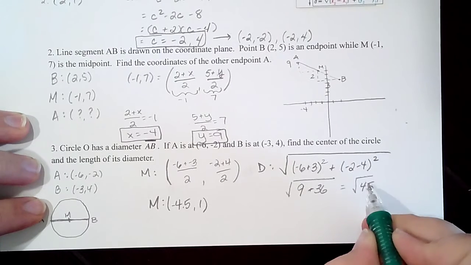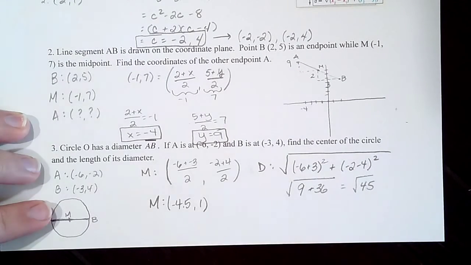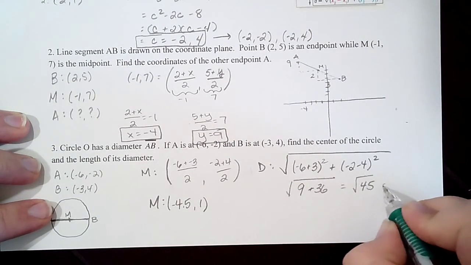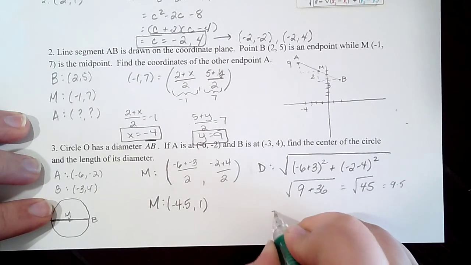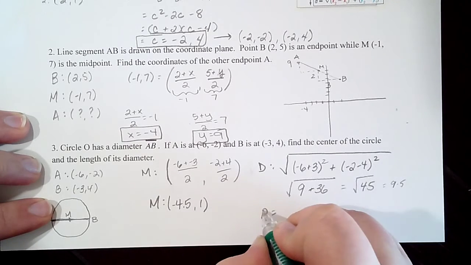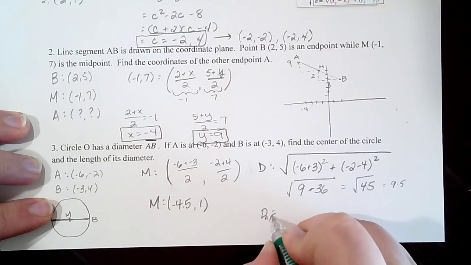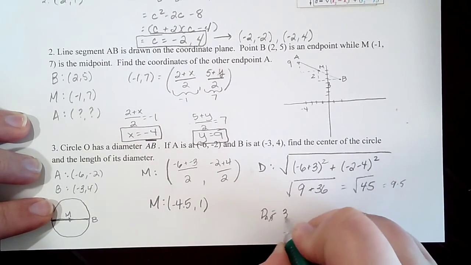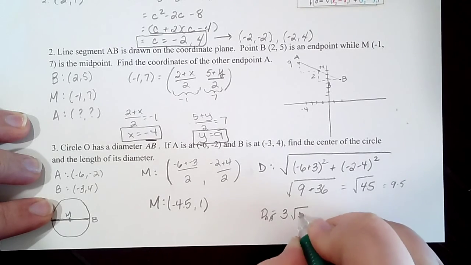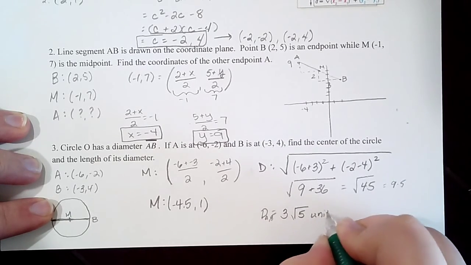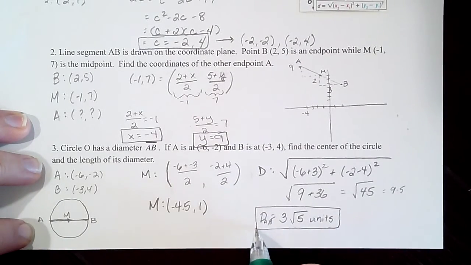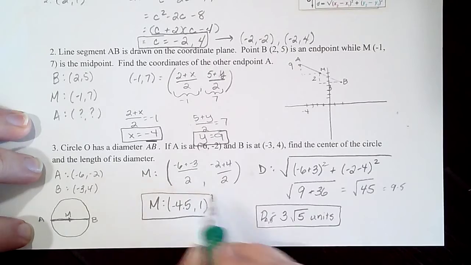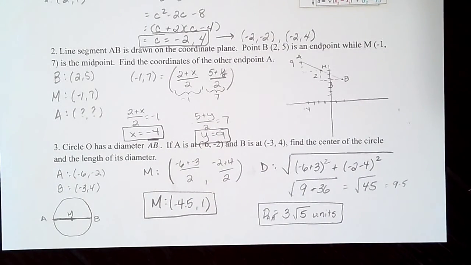I don't want to leave it like this just because I can simplify a square root. I'm going to. This is the same thing as 9 times 5. The square root of 9 is 3. So my distance from A to B, sometimes denoted AB, is the same thing as 3 square root 5 units, which in this case doesn't give us units, so we're just going to label it like that. There we go. If you have any questions on the midpoint or distance formulas, just let me know.